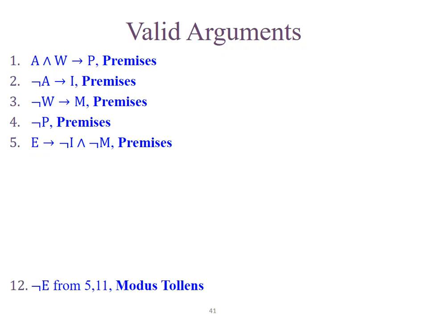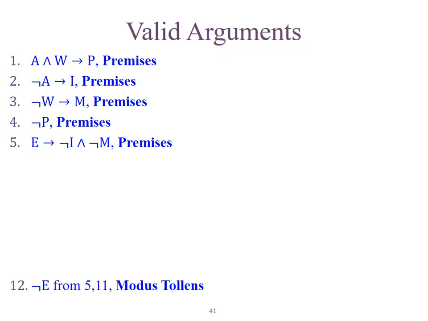Now we have step 6 and step 7. We have W or N, and we have not W or I. So we can apply resolution again because we have W and not W. So by resolution, we have N or I is true. So once we have M or I, then the problem is solved.